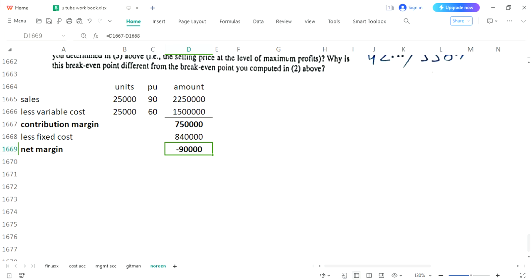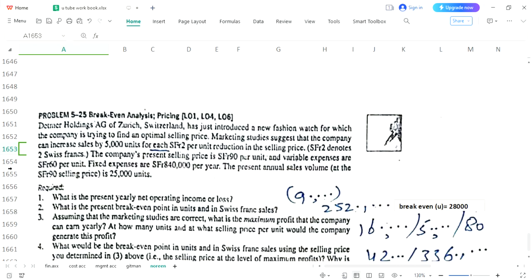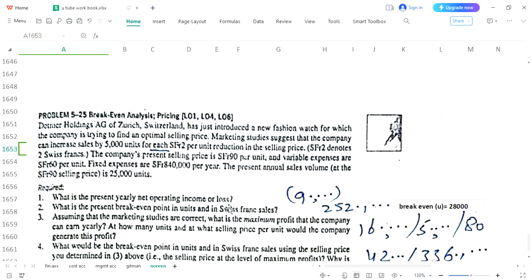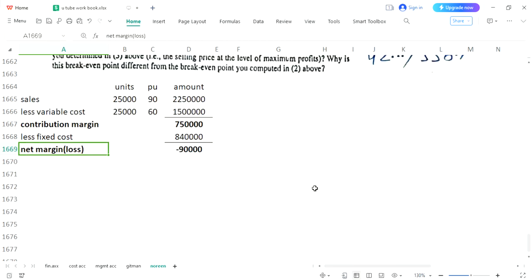So second important thing you will be noticing is sign of minus is coming over here. It means this is not profit. You will consider it as loss. So we have calculated first part where we were asked to calculate present yearly net operating income or loss. 90,000 is our answer. Our answer is also 90,000. And since brackets are written over here, whenever you see bracket, it means it's negative sign or loss.